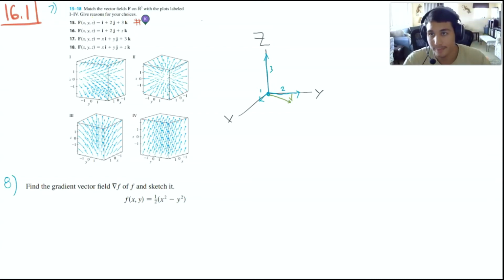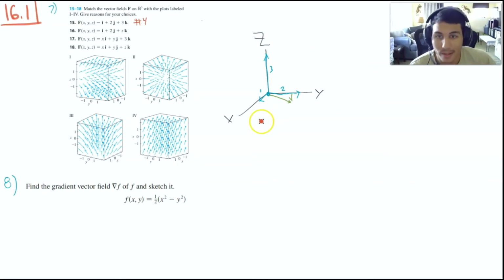Okay, let's continue. Number 16. I is 1, J is 2, and K is z. What does that even mean? Well, it means that you're always going to have some fixed values in the x and y direction, or you could say in the I and J direction. It will look very similar to this, except z is your scalar for K, which means it could look like anything in the K/z direction. It just depends on whatever z is.